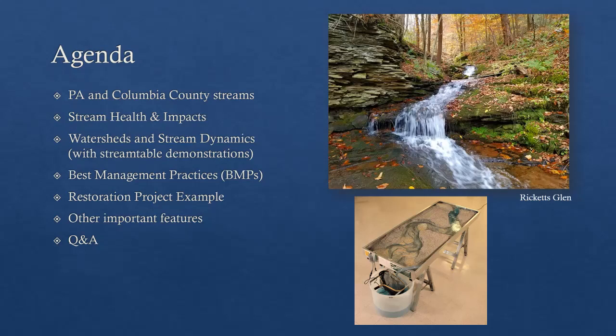After we talk about watershed dynamics, we're going to talk about what we call best management practices, or BMPs. Those are basically things that you can do on a stream or anywhere, in conservation, to improve the landscape. I'm going to talk about a restoration project so you can see one go through from beginning to end, and we'll have some time for Q&A at the end.